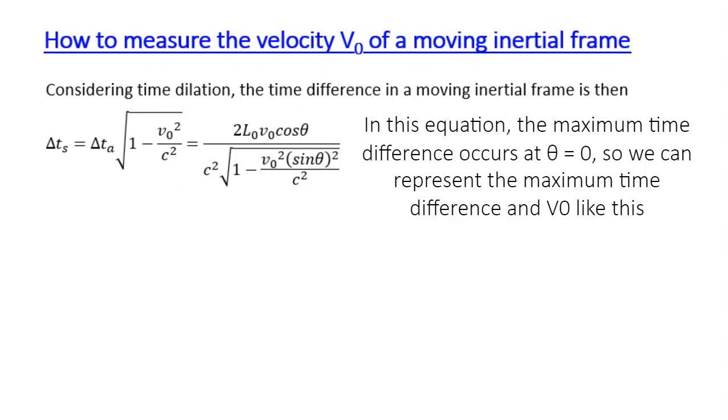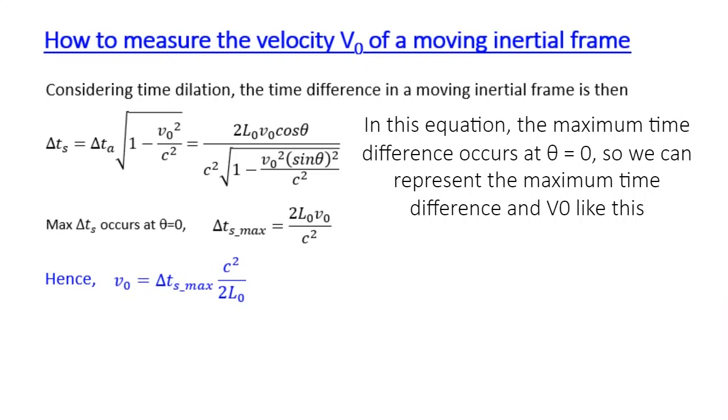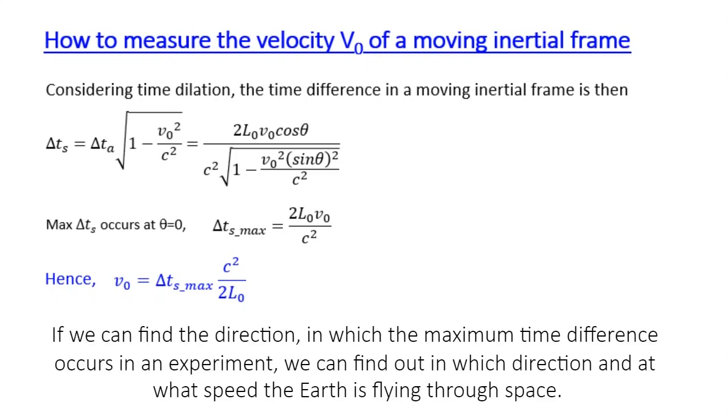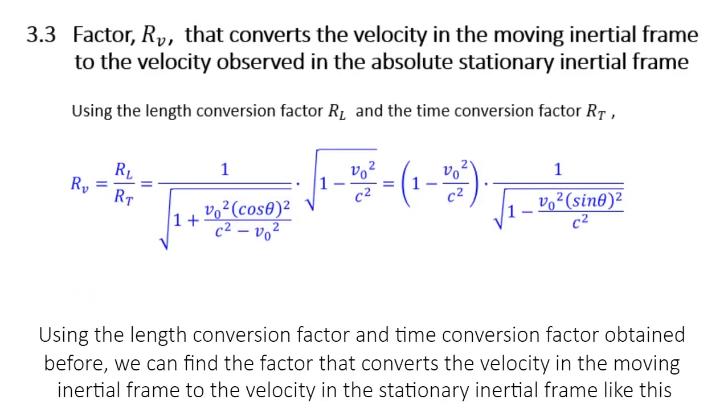In this equation, the maximum time difference occurs at theta 0, so we can represent the maximum time difference, and v0 like this. If we can find the direction in which the maximum time difference occurs in an experiment, we can find out in which direction and at what speed the Earth is flying through space. Using the length conversion factor and time conversion factor obtained before, we can find the factor that converts the velocity in the moving inertial frame to the velocity in the stationary inertial frame like this.